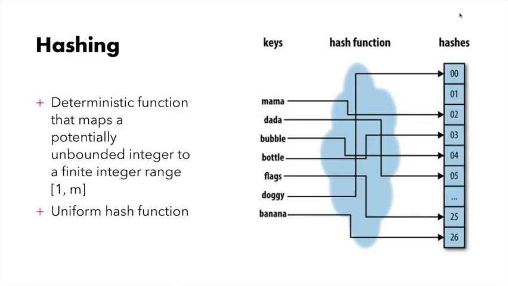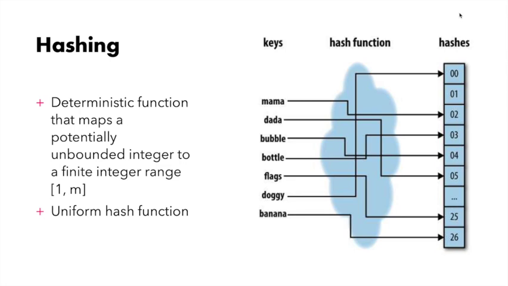A hash function is a deterministic function, and this function maps a potentially unbounded integer to a finite integer range between 1 and n. And since the input domain is potentially larger than the output range, multiple numbers may get mapped to the same output. This is called a collision. A uniform hash function ensures that roughly the same number of numbers are mapped into each of m bins.